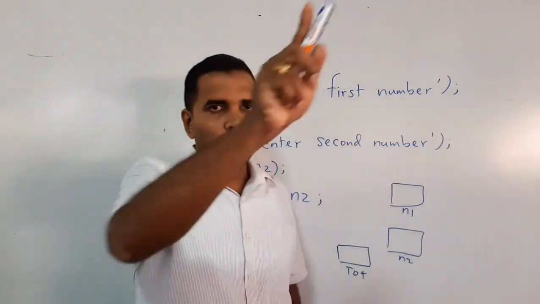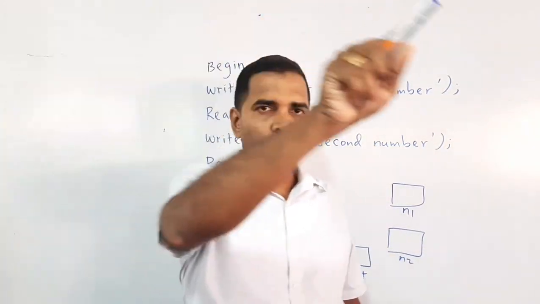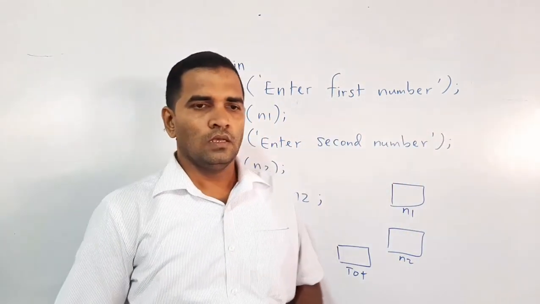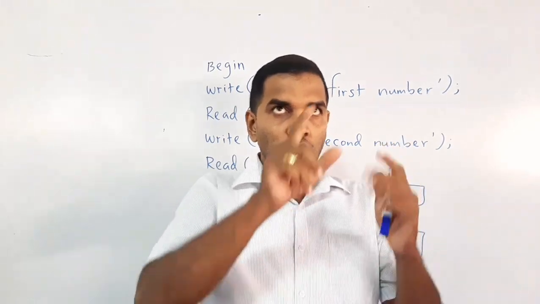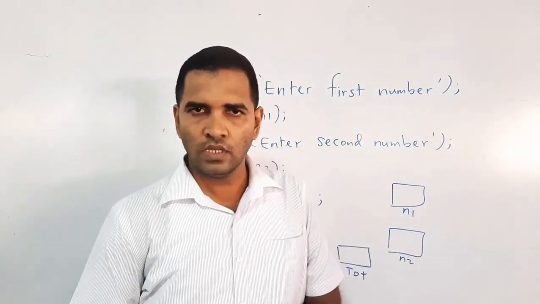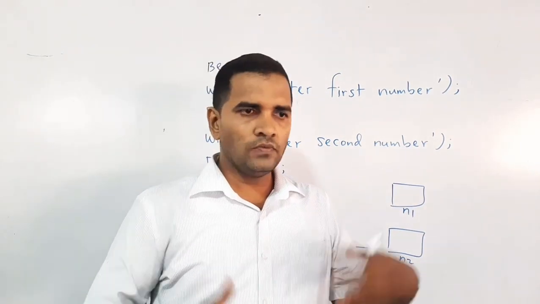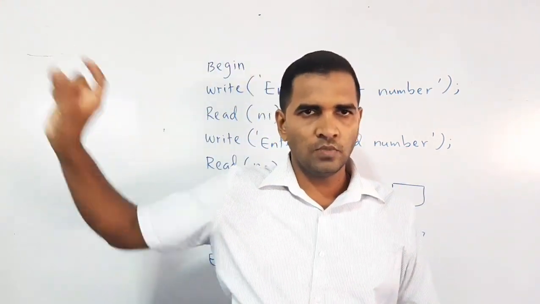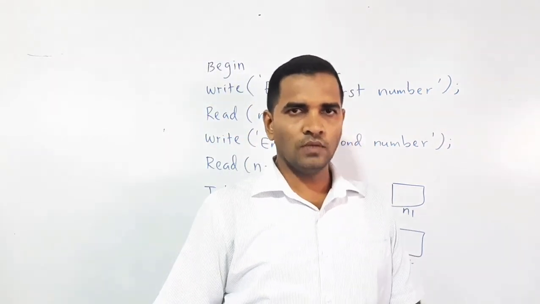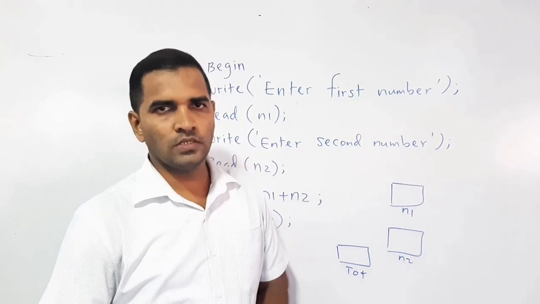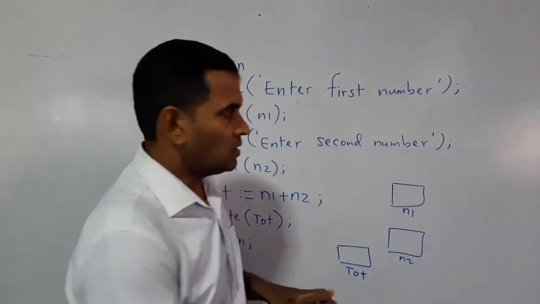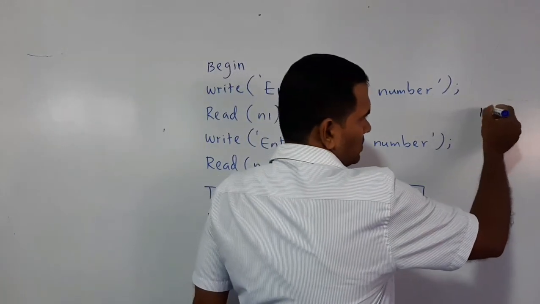Enter first number. Now that particular phrase will be on the screen, enter first number. As a user, when I see such a message on the screen, definitely I will enter a number. Even if you run this program, you will get such a message, enter first number. As soon as you see the message, definitely you enter a number. So let's see, when you enter a number, for example, assume you entered 100.